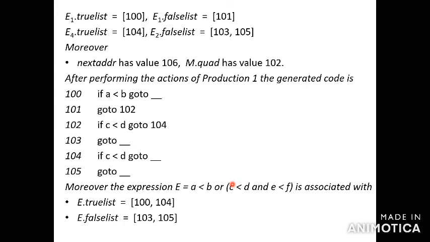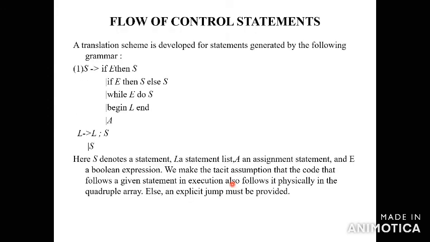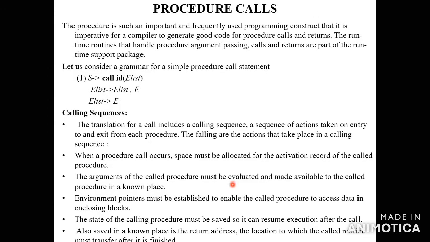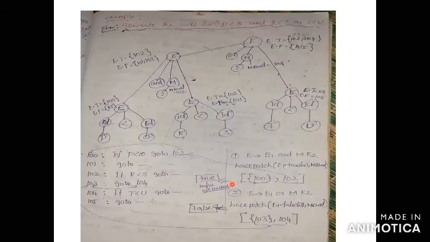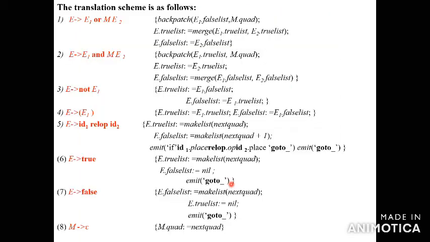After that, flow of control statements, procedural calls, type checking. Procedural call and type checking. So these are all the conversions of popular programming language constructs into the intermediate code form. Okay, conversion of popular programming language constructs into simple intermediate code forms. In that form, you have to write everything.